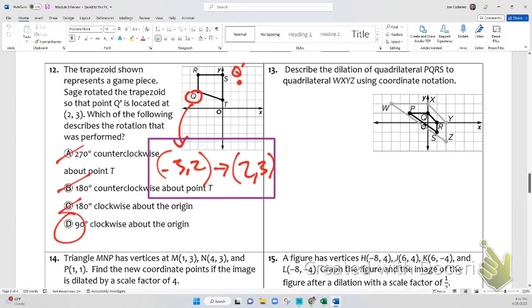For question number 13, it's simply asking us, describe the dilation. Remember, dilation is when something either gets smaller or bigger. Smaller is a reduction. Bigger means an enlargement. So it says describe the dilation. They want us to go from the PQRS, which is the small one inside, to the WXYZ. So if it's going from small to big, we say that this is an enlargement.